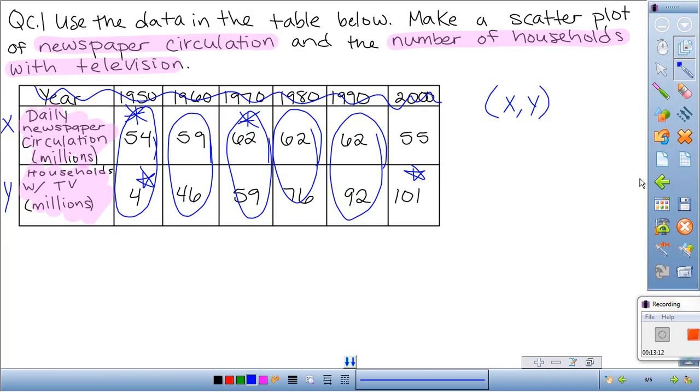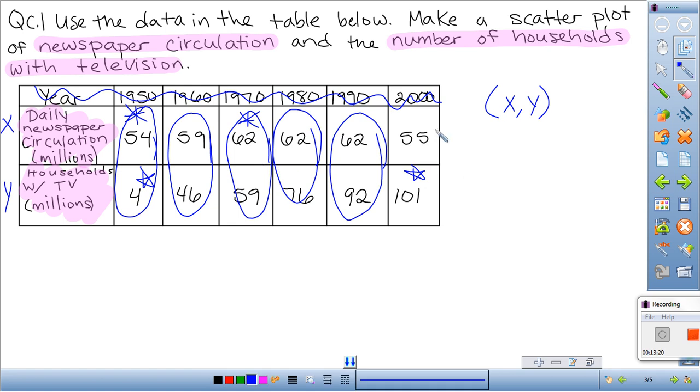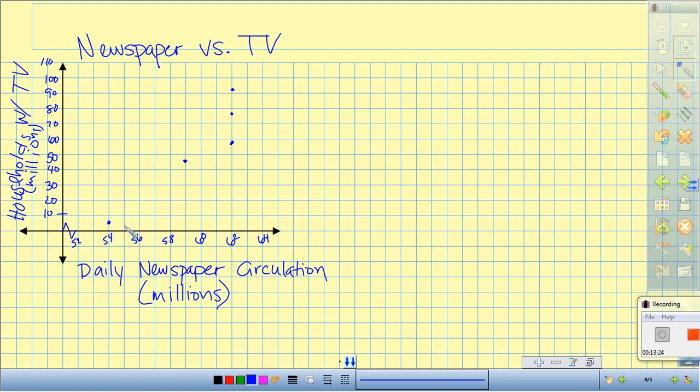So over to 62, here's 80, 92 would be right past 90. And the last one, 55, 101. So over to 55, right in the middle, up to 101. So 101 would be right past 100.